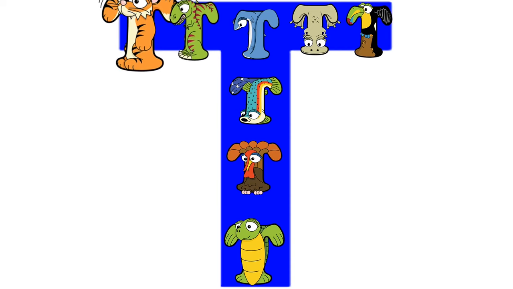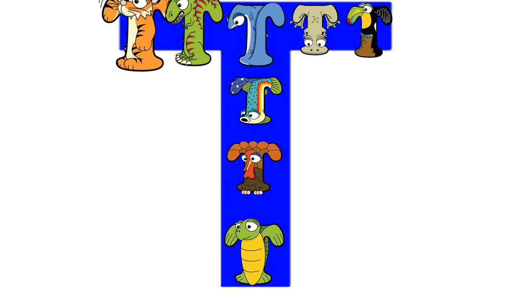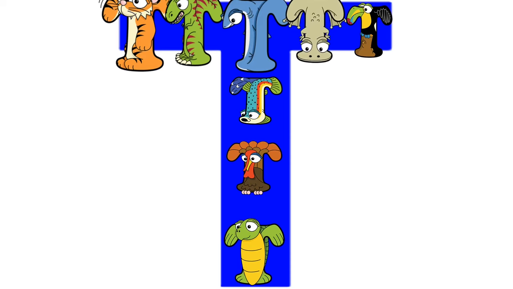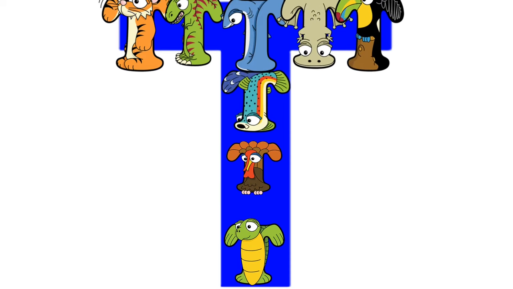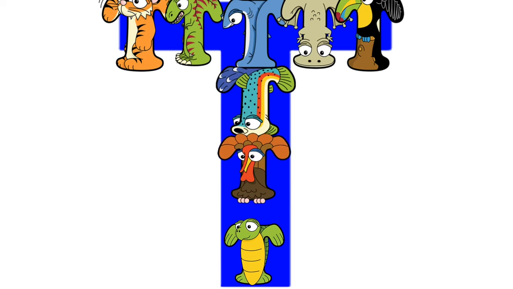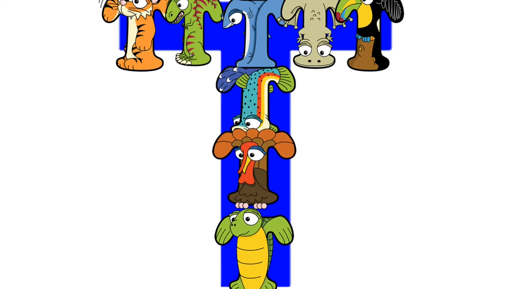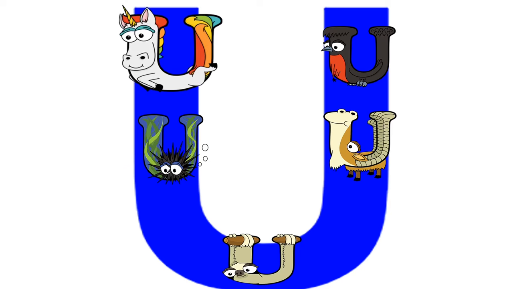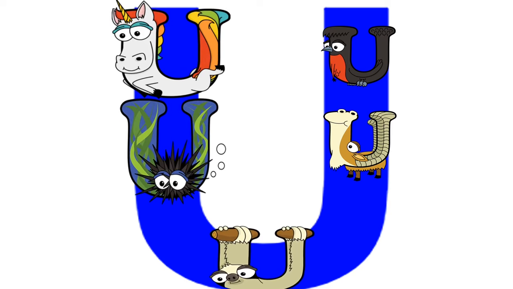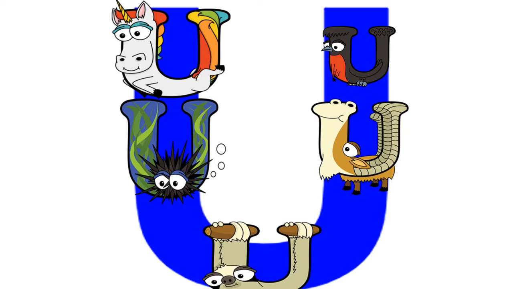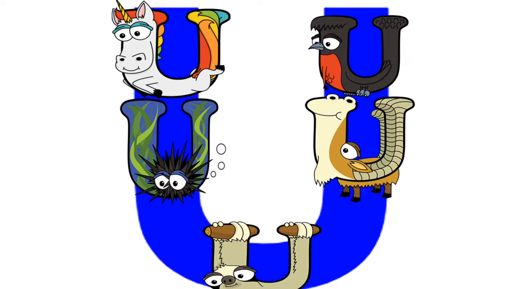T is for T-Rex. T is for thresher shark. T is for toad. T is for toucan. T is for trout. T is for turkey. T is for turtle. U is for unicorn. U is for urchin. U is for uno. U is for Uriel. U is for umbrella bird.